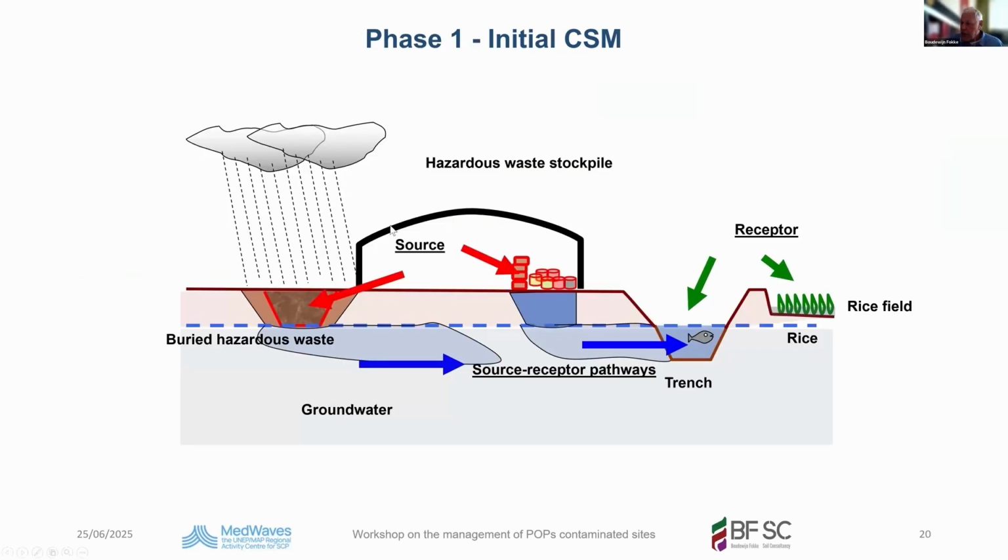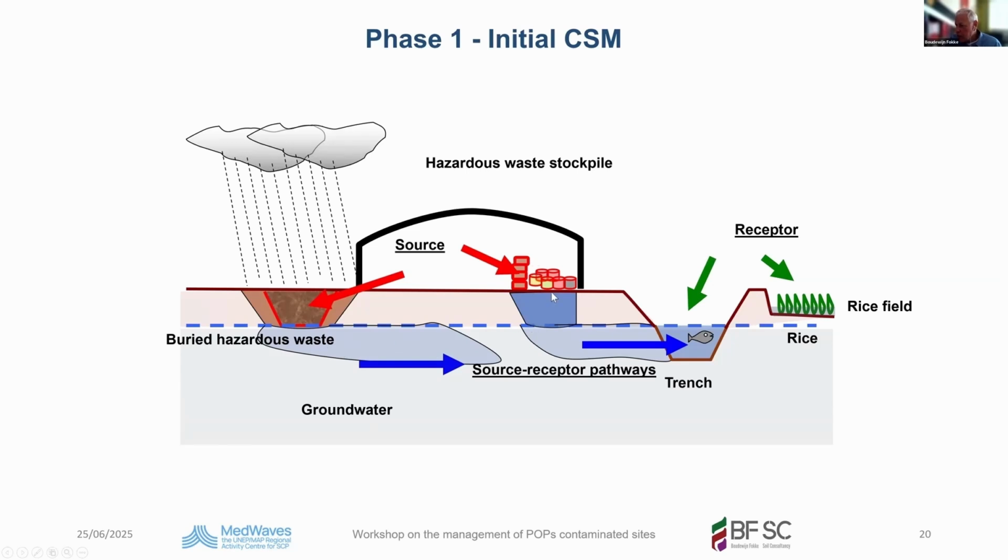Okay, this is a cross section as part of the initial conceptual site model. Here you have the storage facility on this photograph. Here it is. We expect this is the source, the stockpile. This is the buried pesticide, and we expect that rainwater infiltrates into this buried pesticide, and infiltrated rainwater enters the soil, enters the waste, and flushes contaminants. So we probably have a plume.